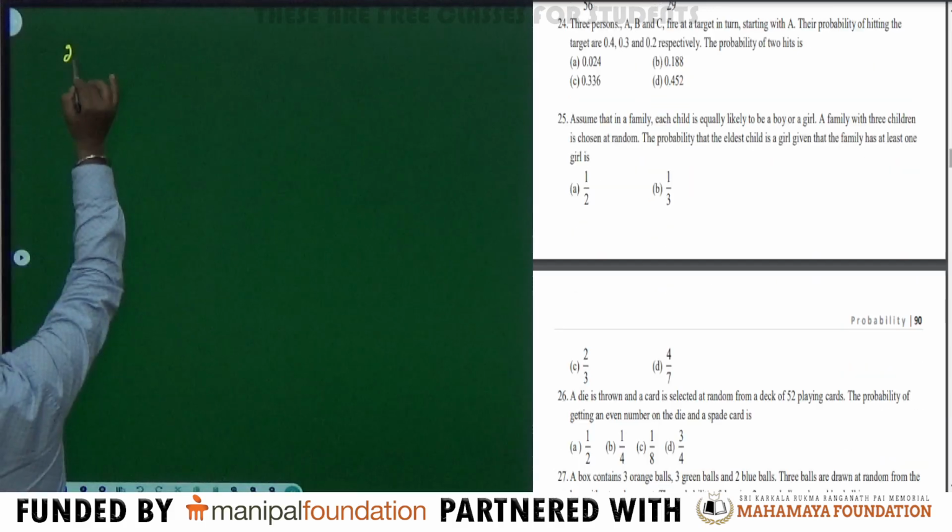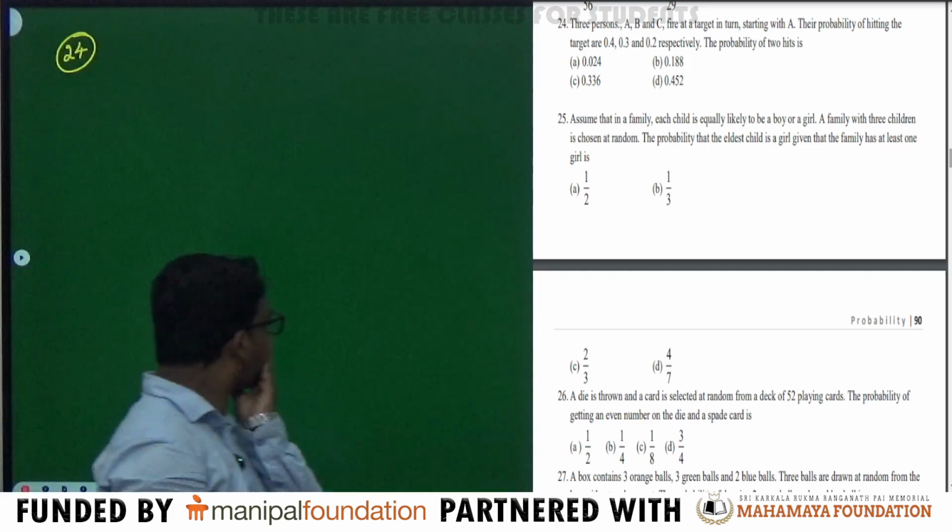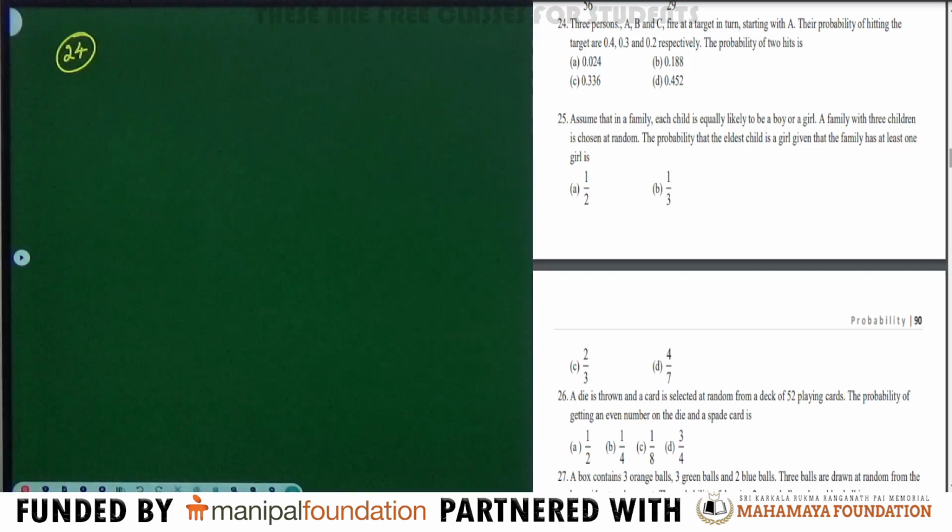Question number 24. 3 persons A, B and C fire at a target in turn, starting with A. Their probabilities of hitting the target are 0.4, 0.3 and 0.2 respectively. Then what is the probability of 2 hitting the target is?